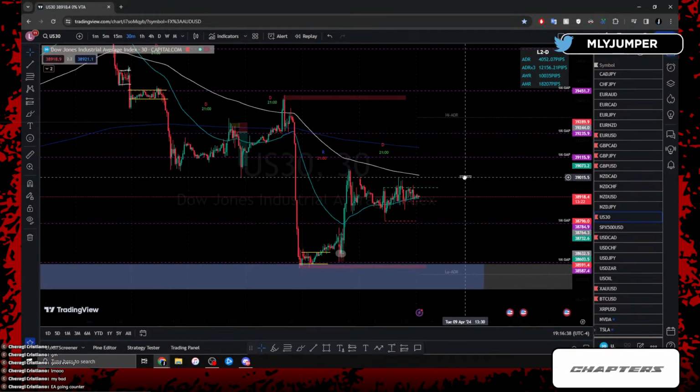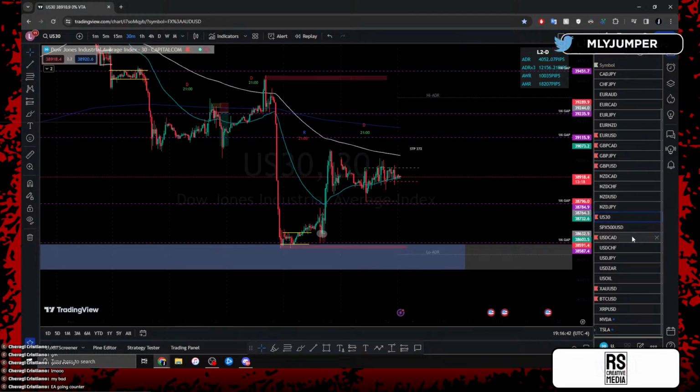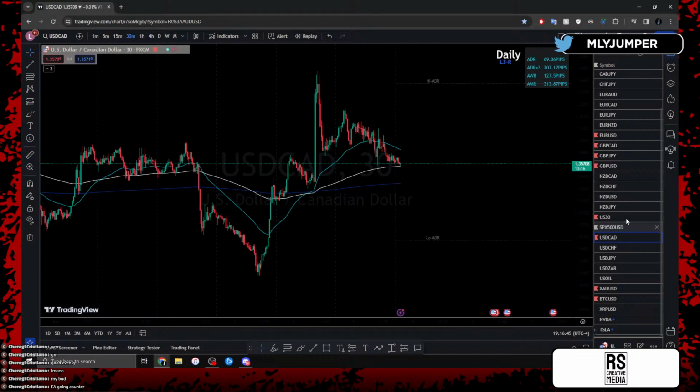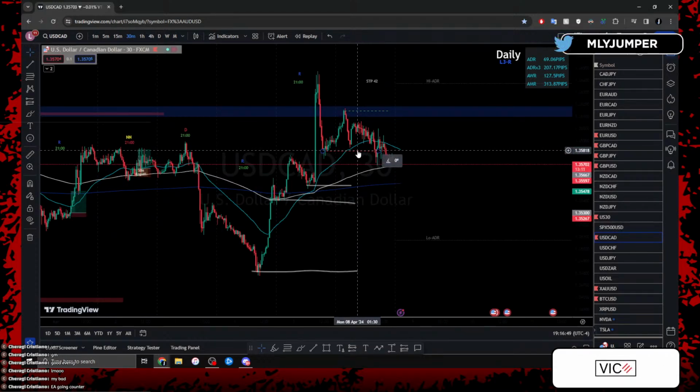So we just got to be patient with those entries and then just trade the direction that price wants to move to, right? We don't want to get in too early. We also don't want to get in too late. We want to get in at the right time.